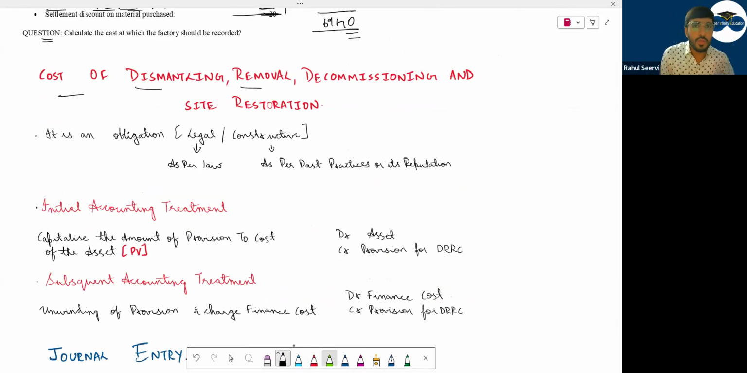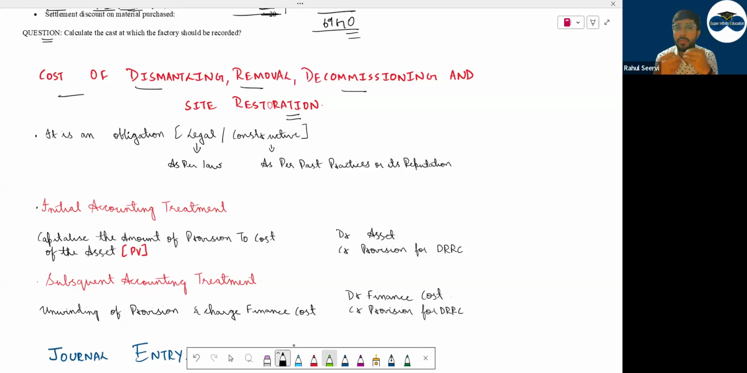Cost of dismantling, removal, decommissioning, and site restoration. What does this mean? Today you have purchased a land, and you are using it for mining purposes. You have purchased this land from the government, and the government says that after 30 or 40 years, once you have completed your mining and extracted a lot of items, you have to rebuild it, restore it, dump the mud again, and plant trees.